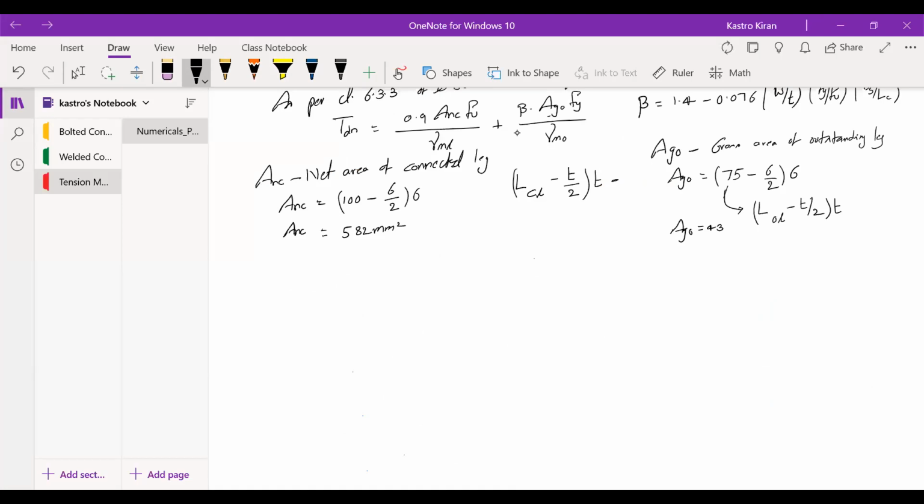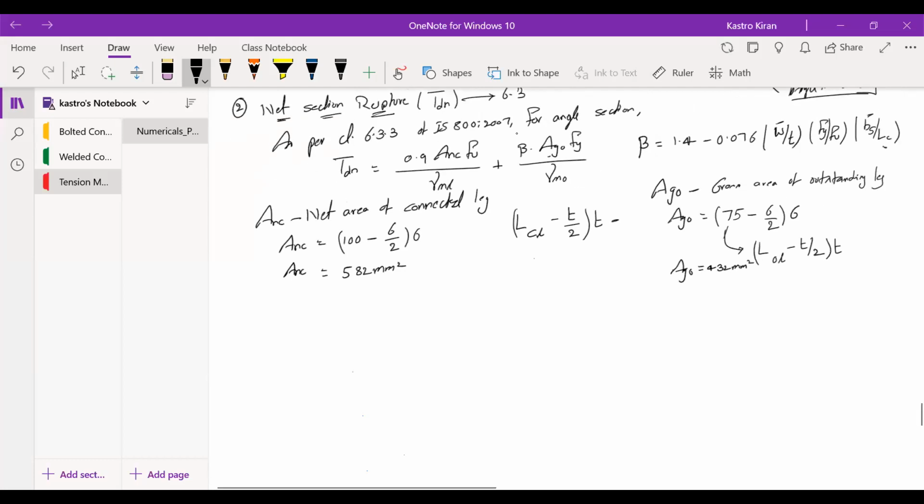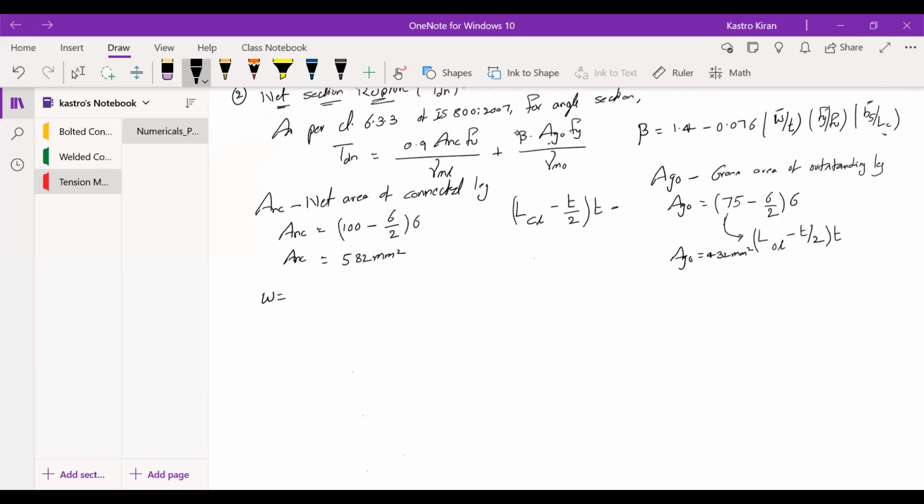Now here, when you are solving for the beta value, you need to know the value of W and BS and also LC. So let's find out what these values are. So W equals to, what does W say? If you refer figure 6 of IS 800 2007, in figure 6 you have two angular sections that are provided.